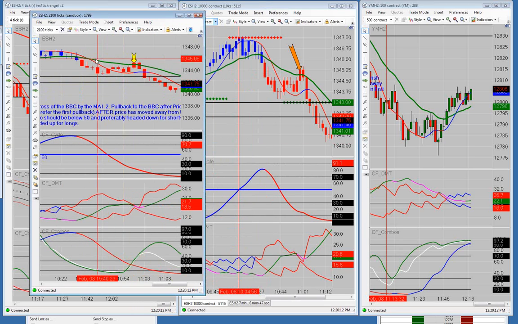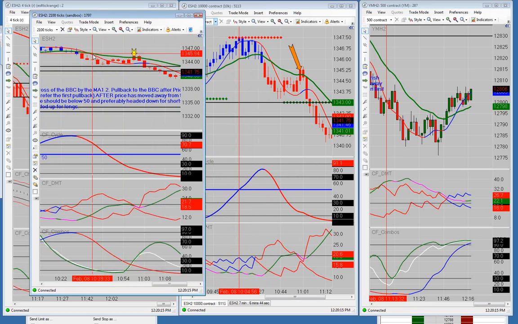Anyway, what we were looking for here was a cross down below the BBC by the MA1. The BBC is the green line, the MA1 is the red and blue line. Once it did that, we're looking for price to pull back up to the BBC, which it did right here. We were also looking for the cycle to cross down below the 50. It did that. Once it pulled back up here, there was a 2-point bracket put on the trade.